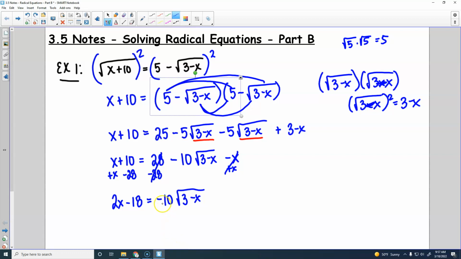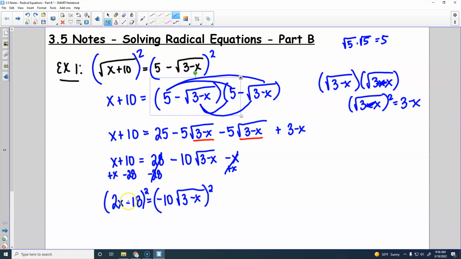Now that negative 10 right there is multiplied by the square root, so I could divide it off. But if I divide it off, does it go evenly into 2 and 18? No, which means I'm going to have fractions. And if you are like most students, you should have a natural aversion to fractions. So a way around that, so that you don't get fractions, is to just go ahead and square it right now. If it would go evenly, dividing would make it easier. But sometimes it does not go evenly, so we're going to square both sides.